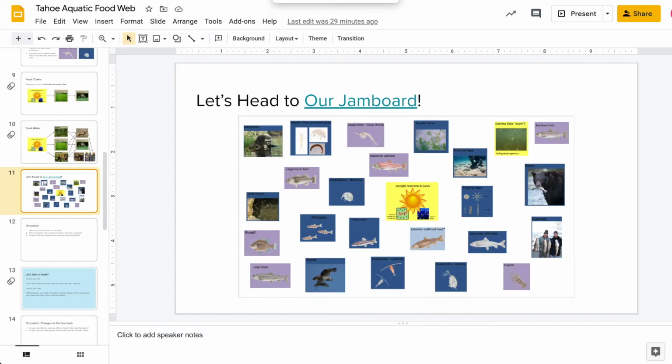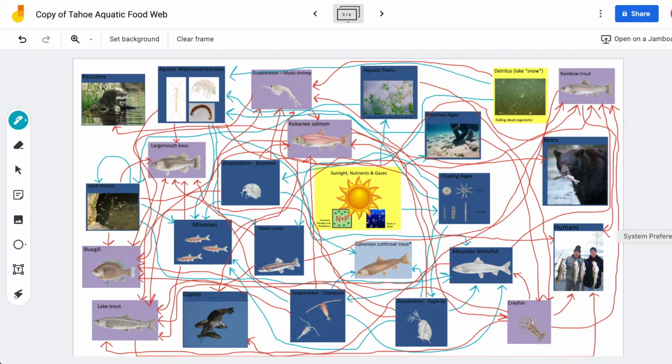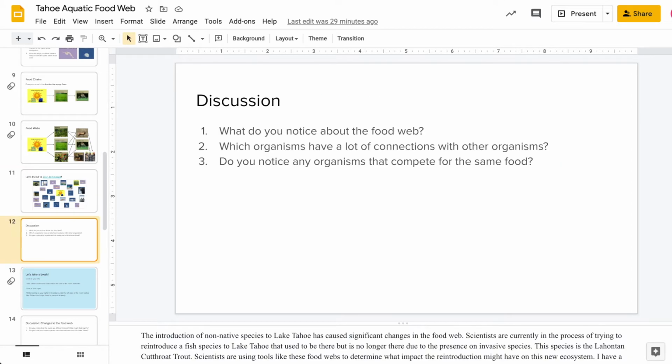Now that you've taken a little break, let's continue our discussion. And once you have completed all of those arrows, it will look something like this. And that is pretty complex. So let's break it down. Let's talk about it with a few discussion questions. And again, just like before, you can write down your answers in a notebook or share them out loud with somebody in the room.